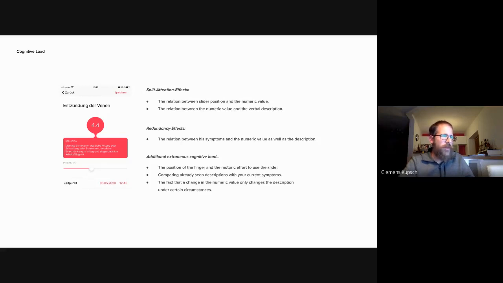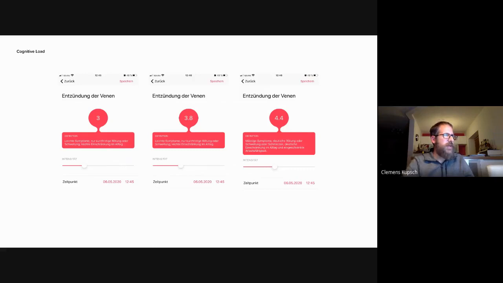You have to compare already seen descriptions with your current symptoms, because let me go back one slide. Here you can see, as long as we have the numeric value of 3, we have one description. And as soon as we get into the area of 4, 4.1, 4.2, this definition changes. But those are descriptions of, for example, pain or well-being or any type of form that a symptom could have. So you have to keep in mind what you just read before. That adds to the extraneous load.